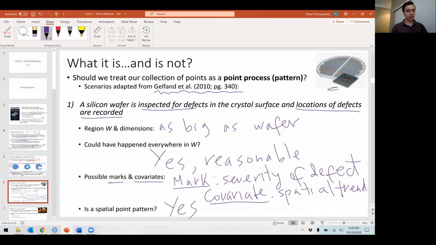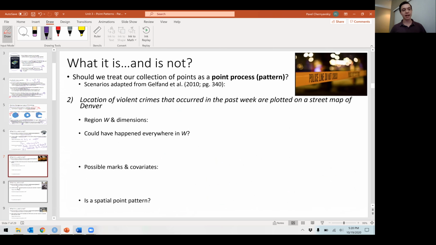All right, let's do something a little bit more interesting, perhaps topical even. Location of violent crimes that occurred in the past week. I'm avoiding time series. They are plotted on a street map of Denver. This is a pretty common application. If you look at point pattern data sets, there's a lot of petty crime, violent crime, different types of crime in different kinds of cities that is out there online.